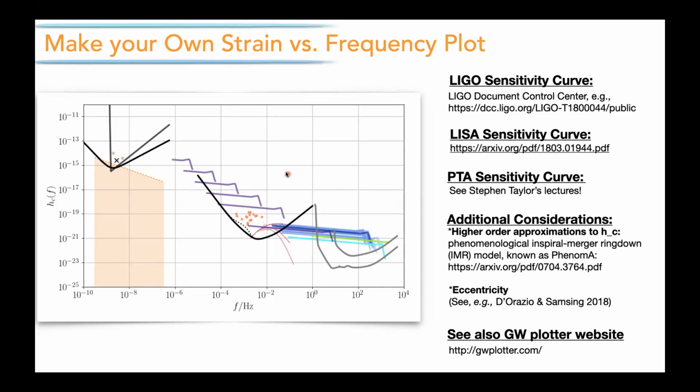Oh, so people are chatting in Zoom. I see. And the question was, how do spins enter into the waveform so that we can extract spins from gravitational wave measurements?